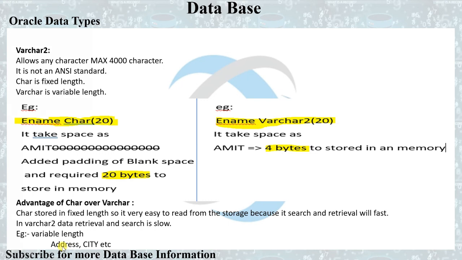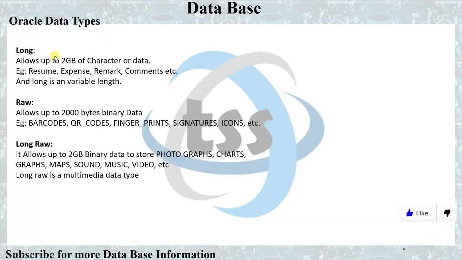Oracle data types like long allow up to 2 GB of character data to store. Let's say for example, what kind of data we can store in long: resume, expense, remark, comments, etc. And long is variable length. Raw allows up to 2000 bytes of binary data. Barcodes, QR codes, fingerprints, signatures, icons, etc. we can store in the raw. Long raw allows up to 2 GB of binary data to store photographs, charts, graphs, maps, sounds, music, video, etc. Long raw is a multimedia data type.